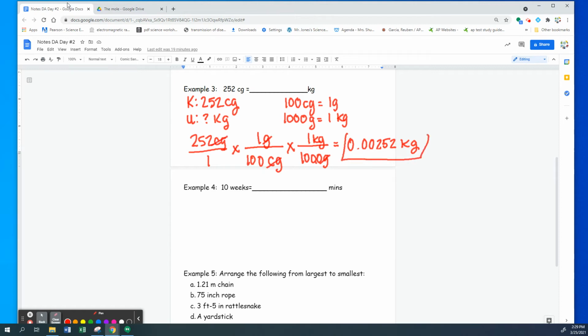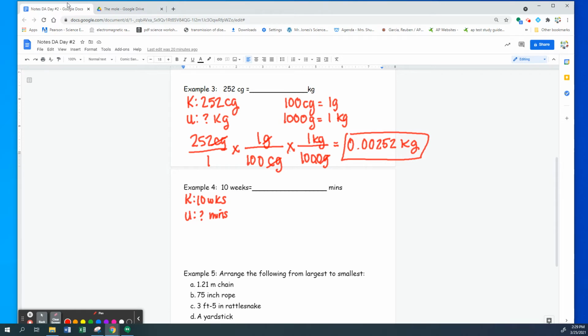Make sure you square it so I know that's your answer. Example number 4, I have 10 weeks equals blank minutes. So my known, 10 weeks. My unknown, question mark, minutes.